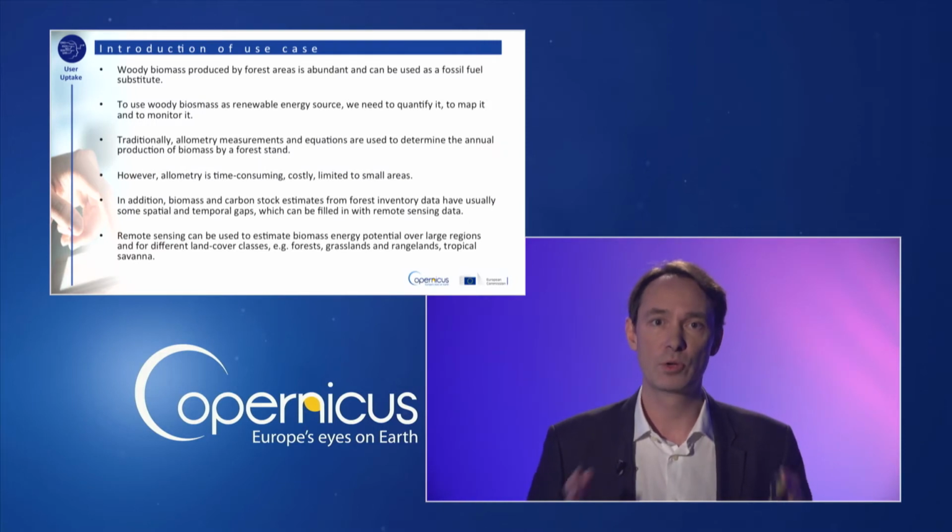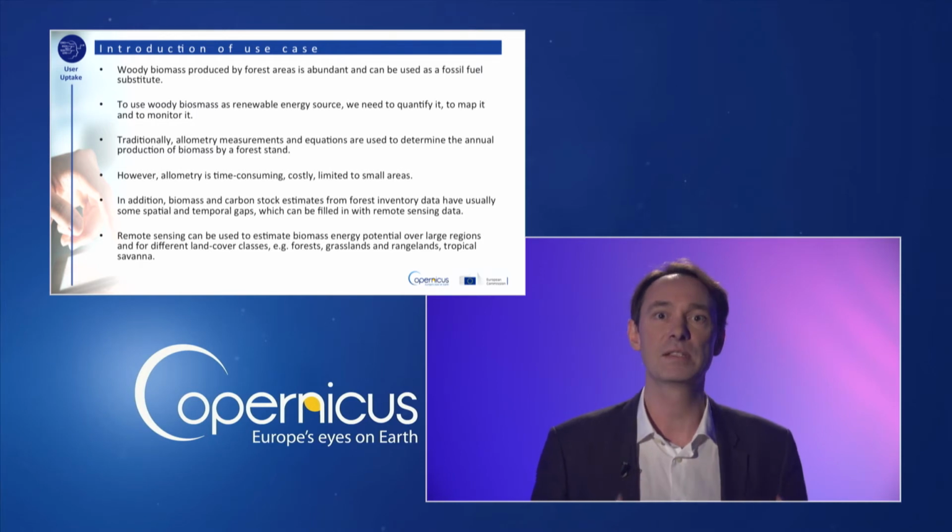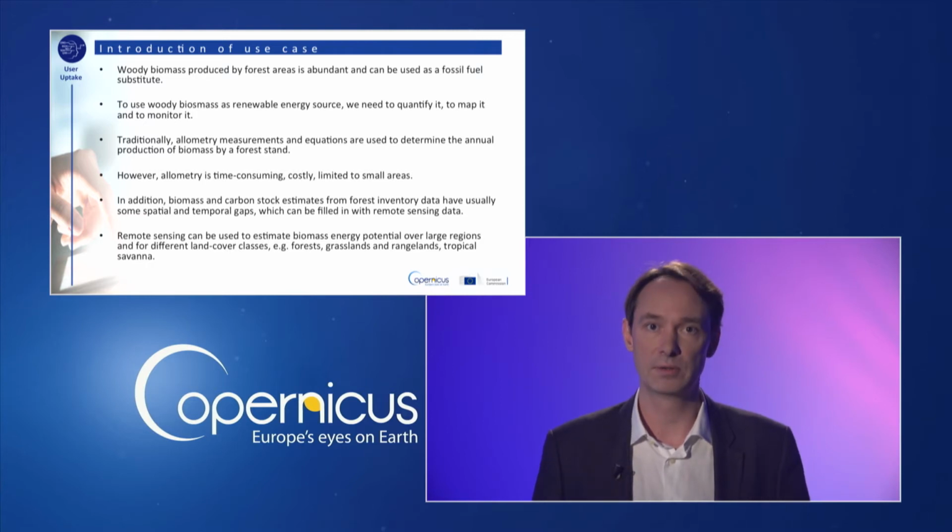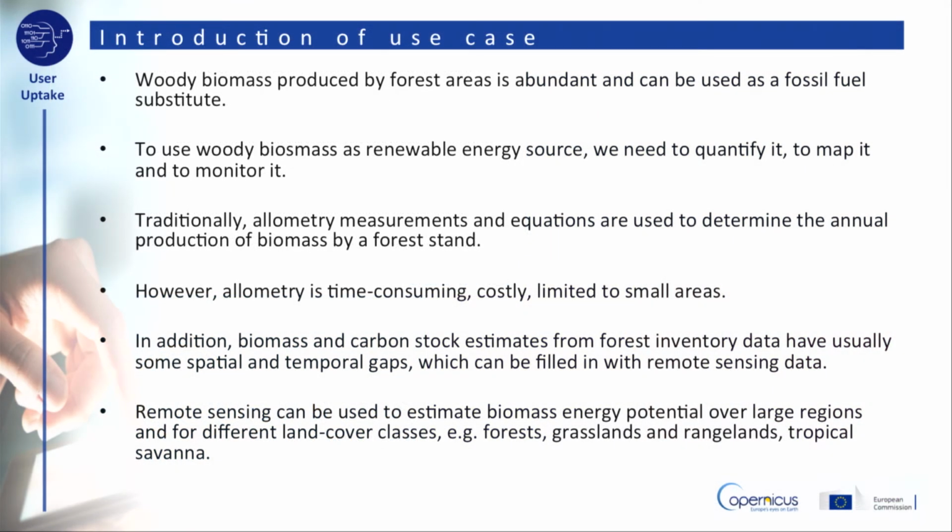Woody biomass produced by forest areas is abundant on Earth and can be used as a fossil fuel substitute. However, to use woody biomass efficiently as a renewable energy source, we need to quantify it, to map it, and to monitor it. Traditionally, allometry measurements and equations are used to determine the annual production of biomass by a forest stand. But this technique is time-consuming, costly, and limited to small areas.